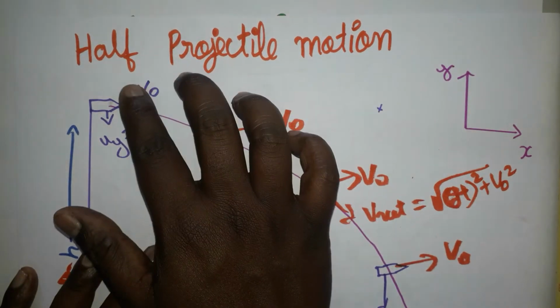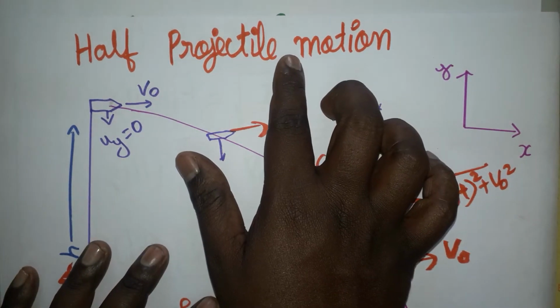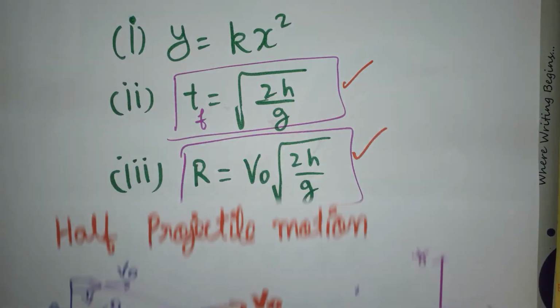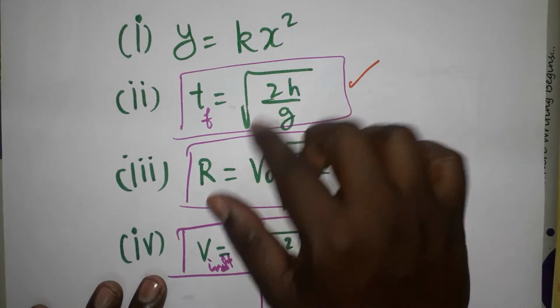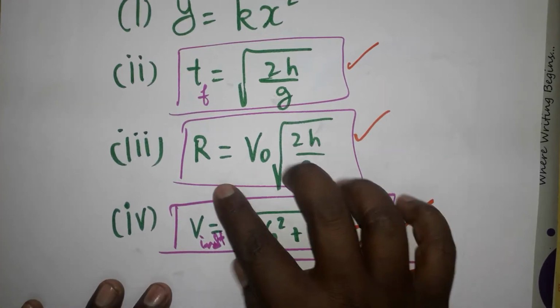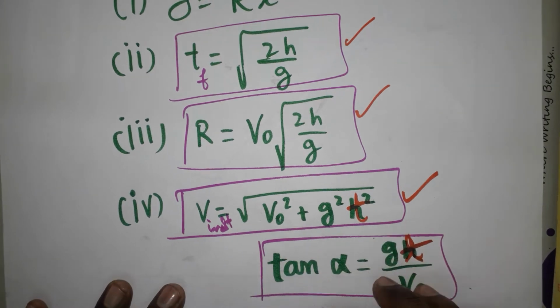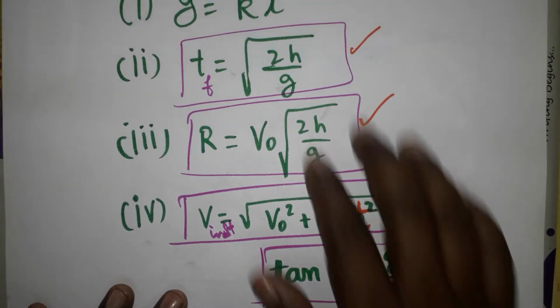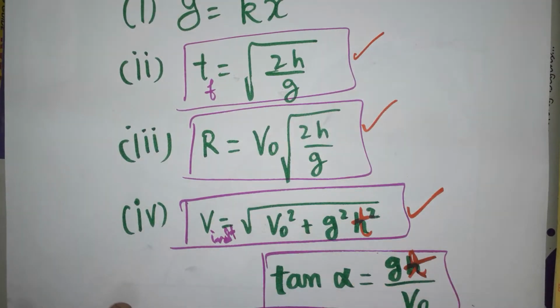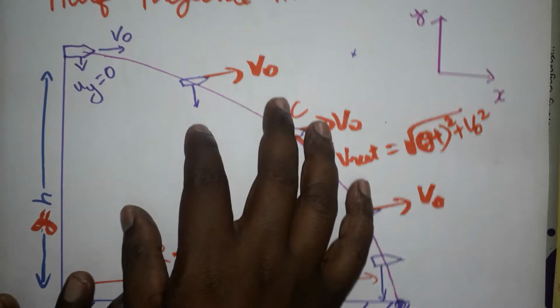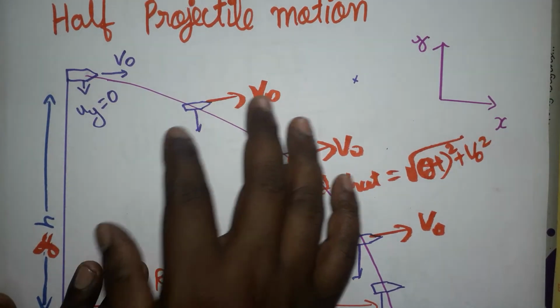Hello student, today we are going to learn the equations of projectile motion. There are four equations we have: y is equal to kx square, time of flight and range, instantaneous velocity, and the angle for instantaneous velocity. These are the four equations we are going to learn from projectile motion. First we should understand the diagram, then only we are able to do the derivation.